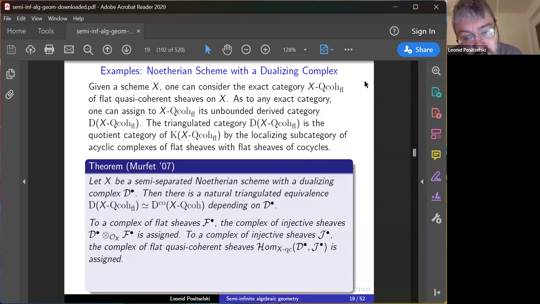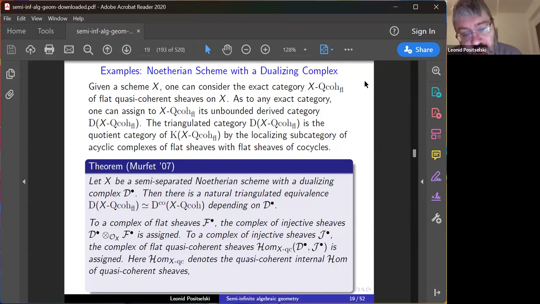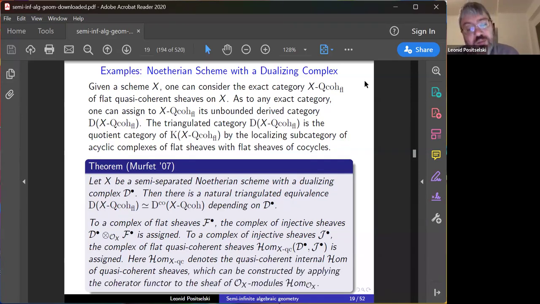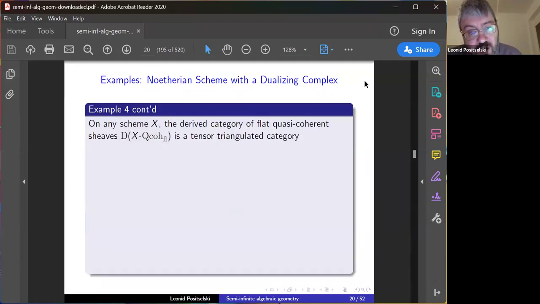To a complex of injective sheaves J, the complex of flat quasi-coherent sheaves Hom_X^qc from D to J is assigned. Here Hom_X^qc denotes the quasi-coherent internal Hom of quasi-coherent sheaves, which can be constructed by applying the coherator functor to the sheaf Hom of O_X-modules. On any scheme X, the derived category of flat quasi-coherent sheaves is a tensor triangulated category with respect to the tensor product functor, tensor over O_X.